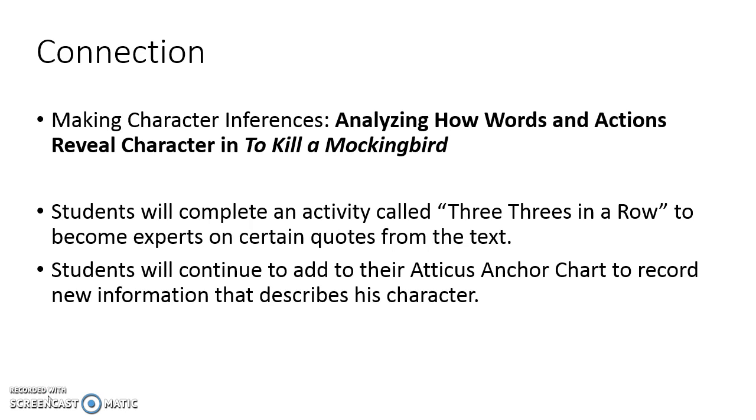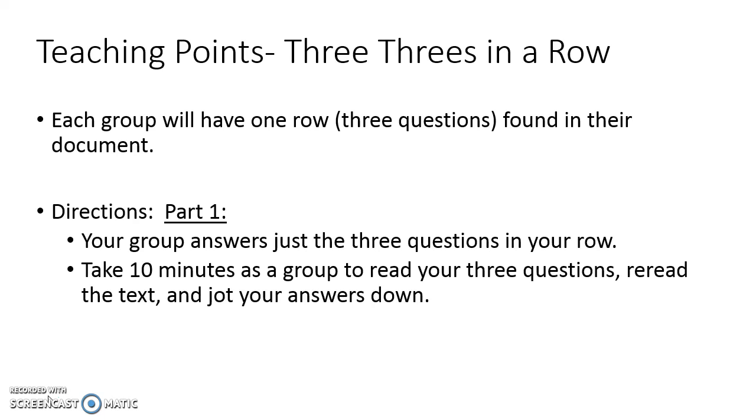So the main activity for the students in that lesson will be an activity called 3 threes in a row, which I actually really enjoy a lot. And students will also continue to add to an Atticus anchor chart that they've already begun. So 3 threes in a row works best when each group takes on one row. It's very similar to a jigsaw activity.